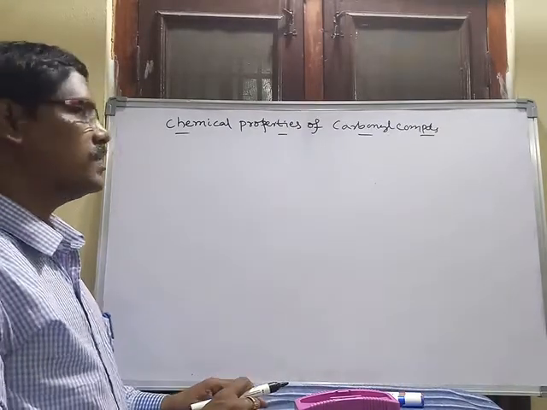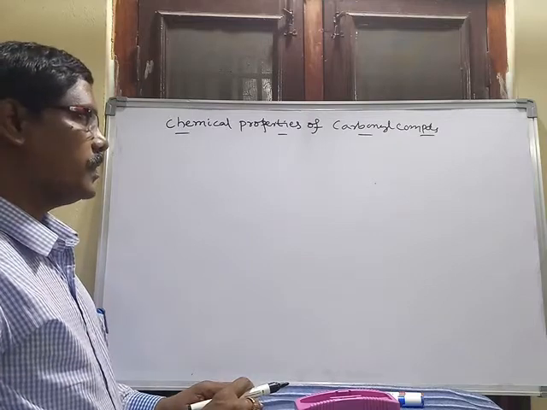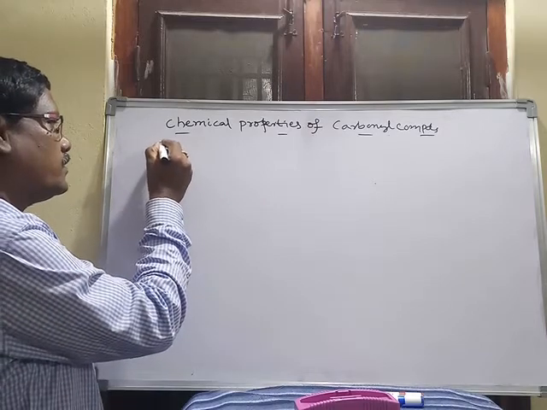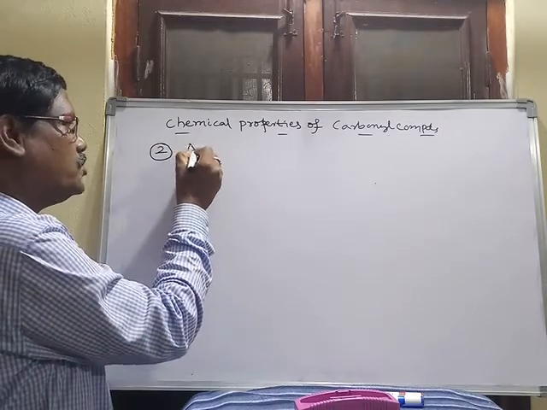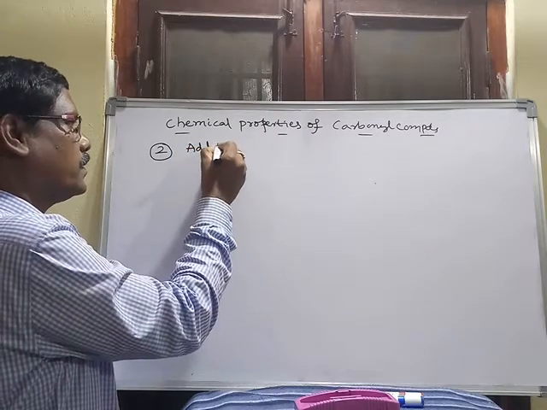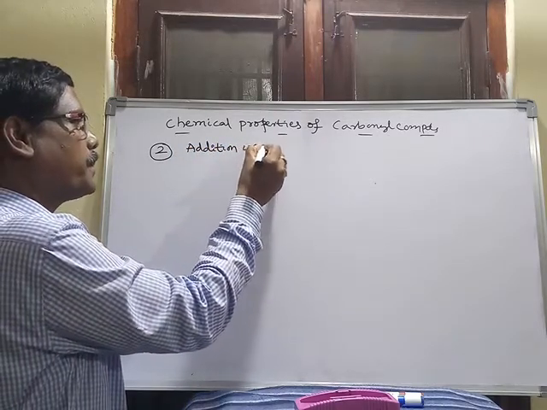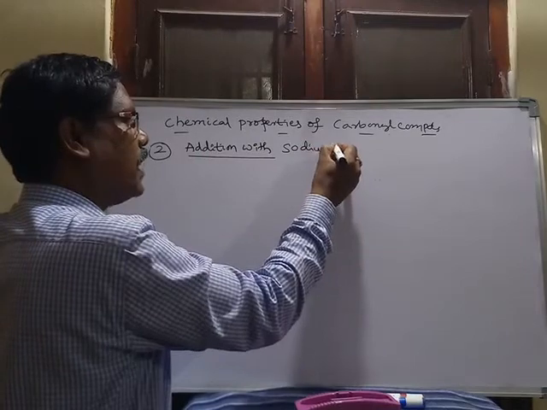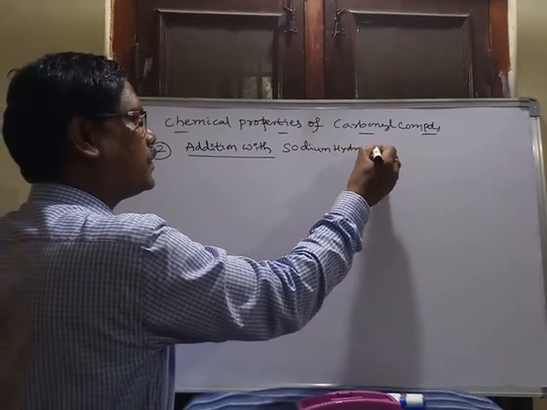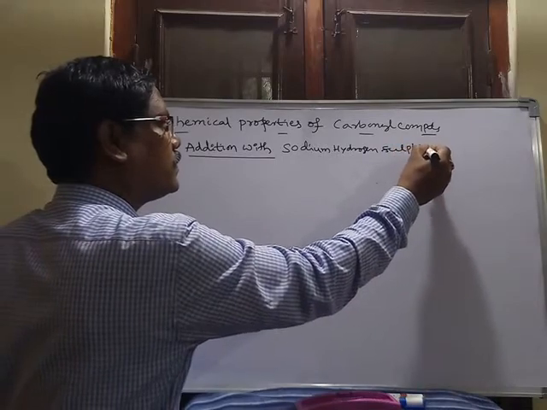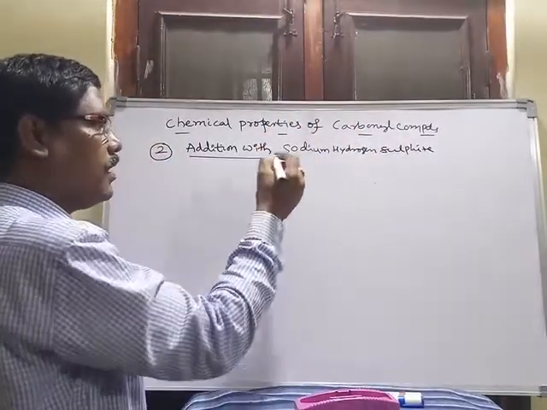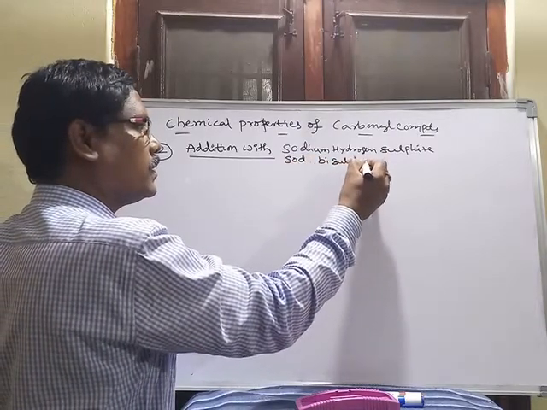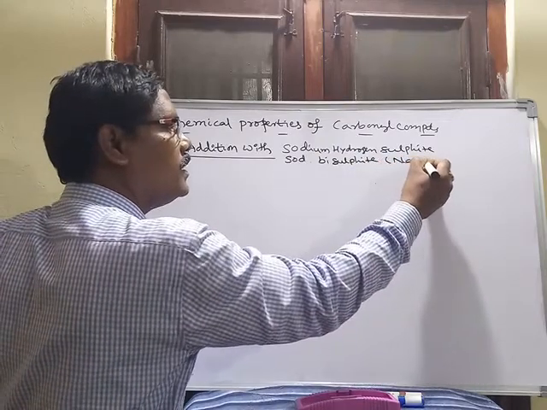Today's topic is a continuation of the last video, chemical properties of carbonyl compounds. The first example is already completed. The second example is addition with sodium hydrogen sulfide, or sodium bisulfite. The formula is NaHSO3.